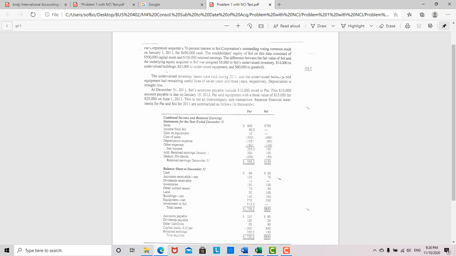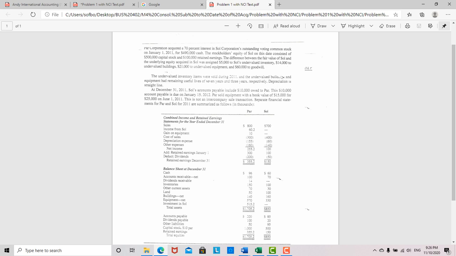Par, and these are just basic things you'll see in consolidation problems where one company owes the other some money, and you're going to have to just take 10,000 out of accounts receivable and 10,000 out of accounts payable, because from a consolidated view, they're both one company, so you can't owe yourself money. But these are very easy journal entries.